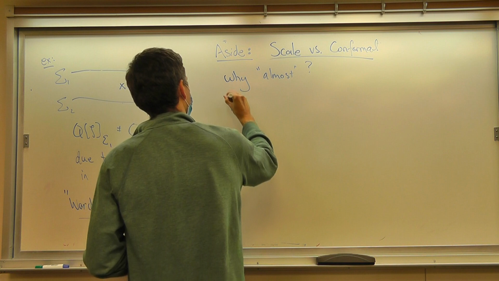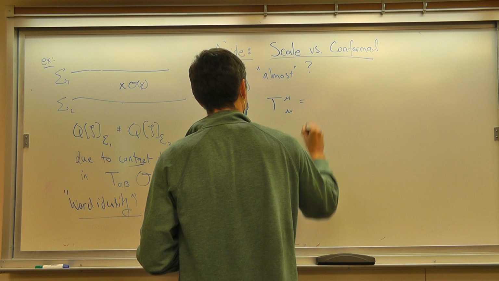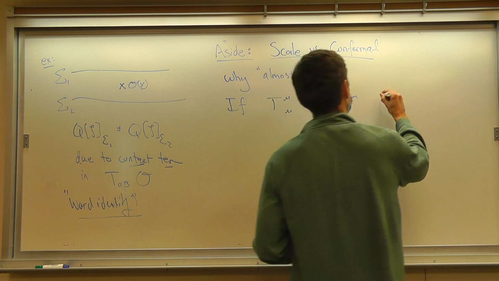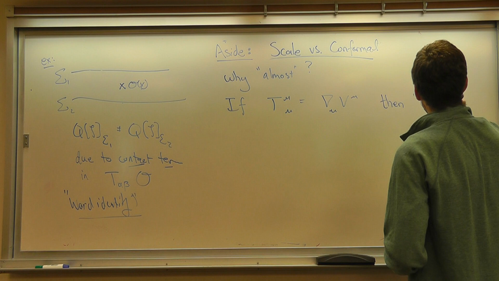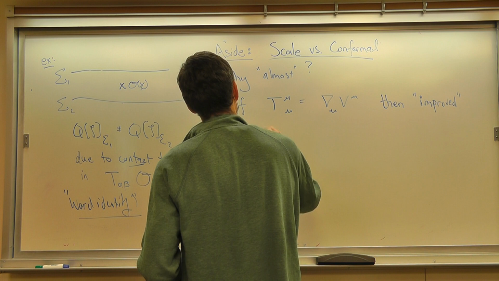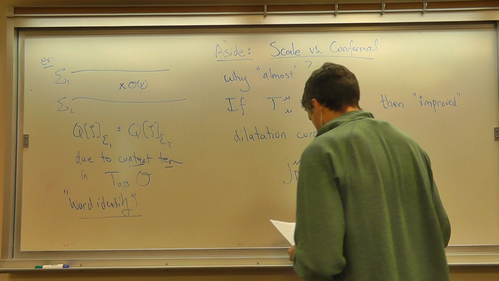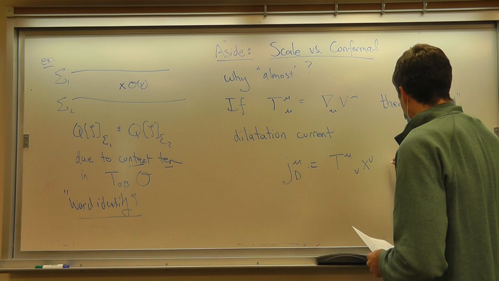The issue is the improvement terms. So if the trace of T is a divergence of something, so if trace T is the divergence of V, then the so-called improved dilatation current, which is defined this way, J_D^mu is T^{mu nu} x_nu minus V^mu.